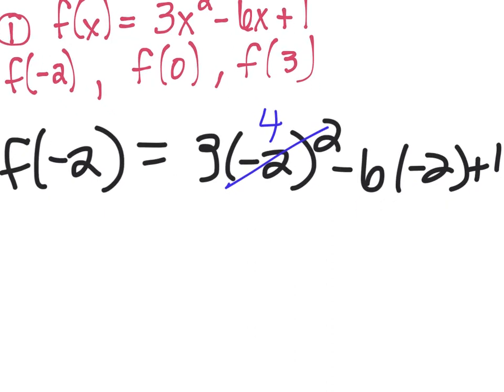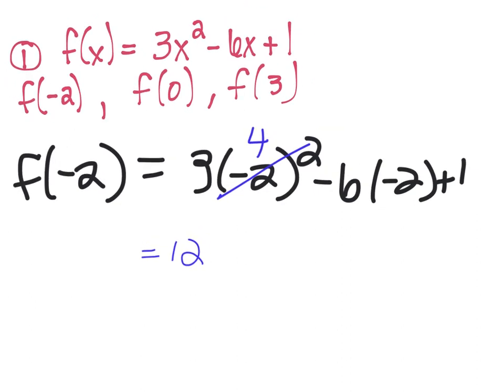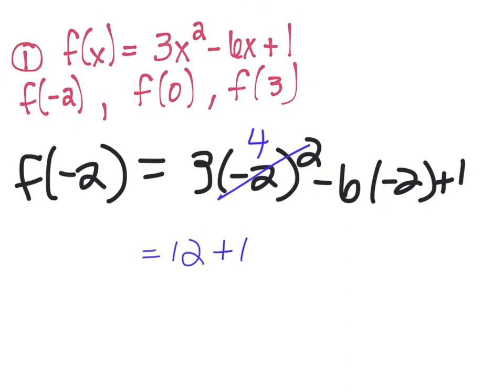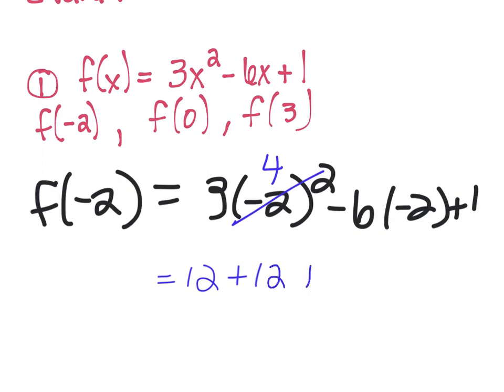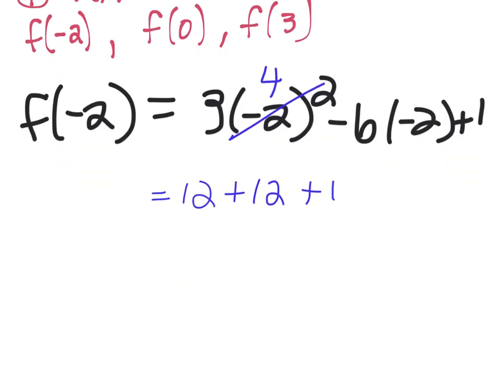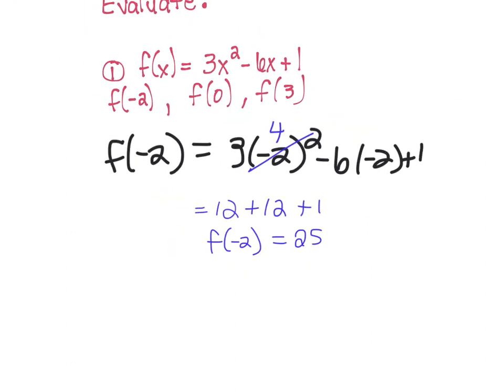What's 3 times 4? 12. So we have 12. What's -6 times -2? Positive 12. Plus 12 plus 1. Left to right now. 12 plus 12 is? Plus 1 is? So when I plug in -2, f of -2 equals how much? 25. Questions? All right, now what am I going to plug in?